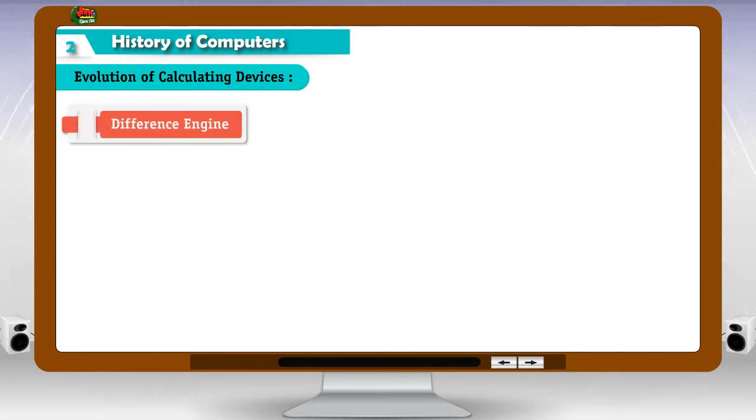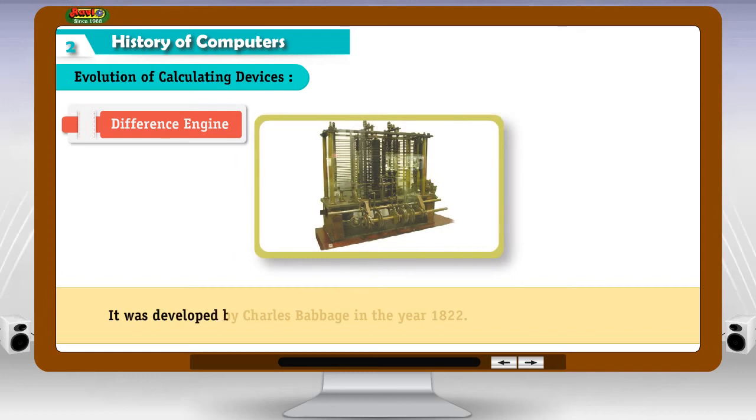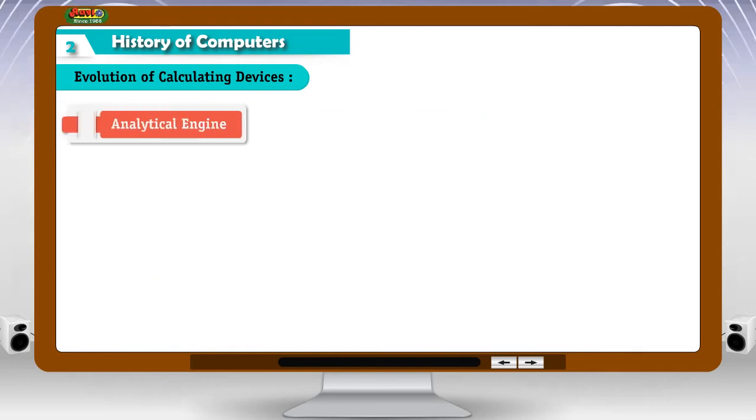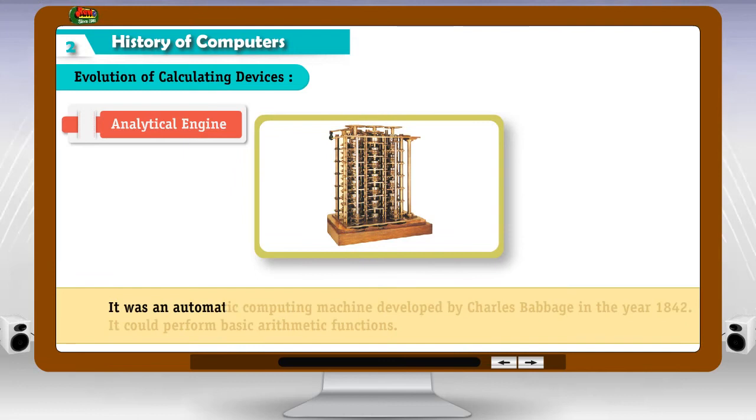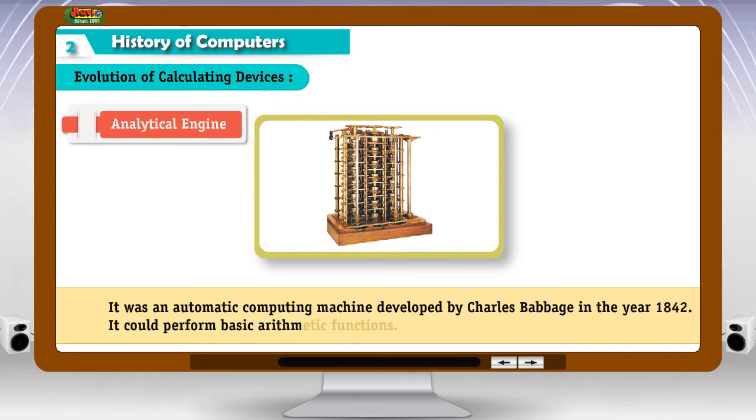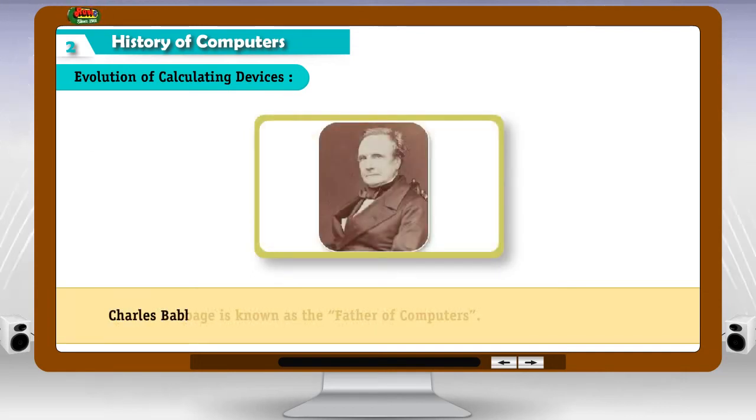Difference engine. It was developed by Charles Babbage in the year 1822. Analytical engine. It was an automatic computing machine developed by Charles Babbage in the year 1842. It could perform basic arithmetic functions. Charles Babbage is known as the father of computers.